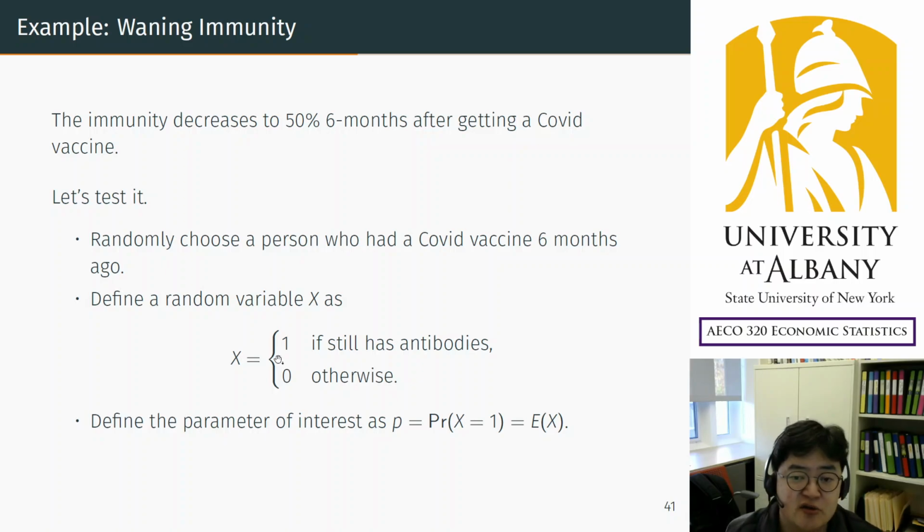Okay, here is another example. I'm going to continue in this video. So, waning immunity. Suppose that the immunity decreases to 50% 6 months after getting the COVID vaccine.